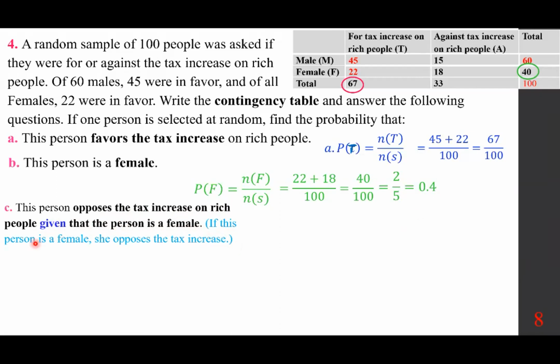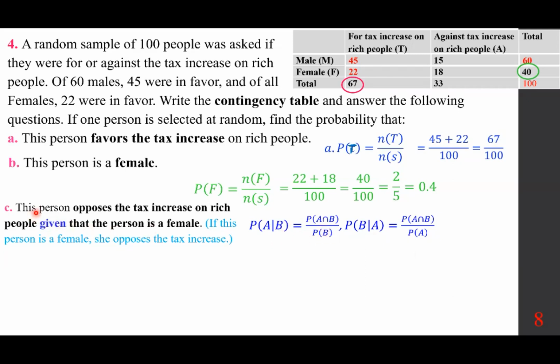In other words, if this person is a female, she opposes the tax increase. This is another way of putting it. So the very first thing I want to discuss is the conditional probability. Probability of A given B is the probability of A intersection B over the probability of B. These formulas are available to you. By the same token, probability of B given A is the probability of A intersection B over P of A. This is in general. Of course, when they become independent, it's a different story. I'll go over that in a moment. But for now, we want the probability of A given B in general.